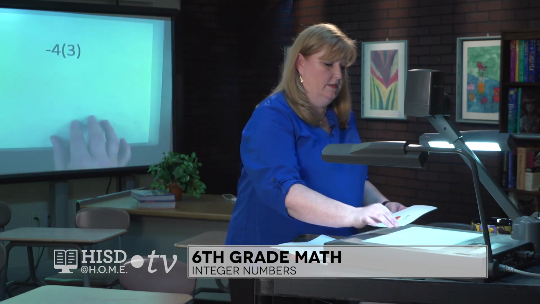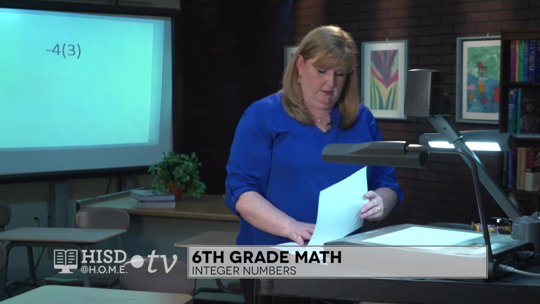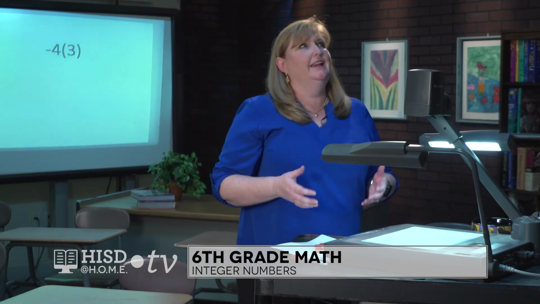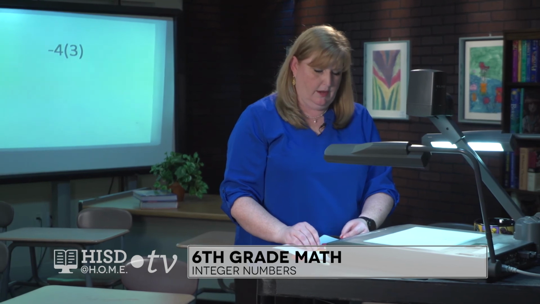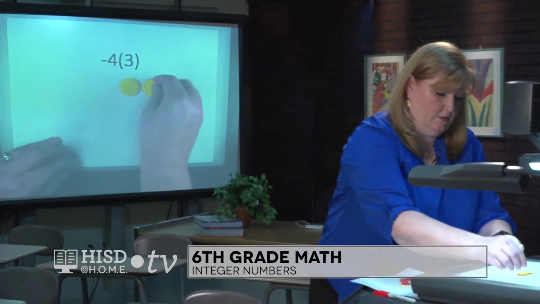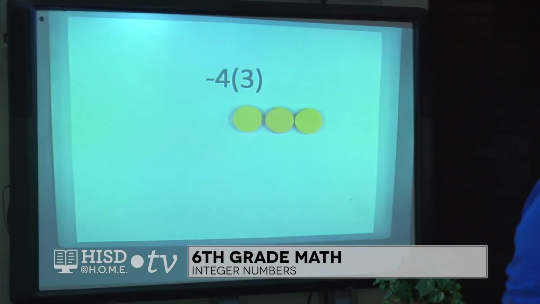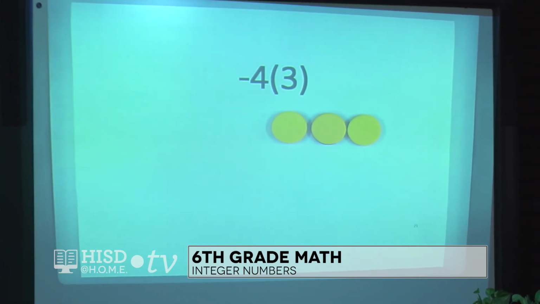I want negative 4 groups of 3. Now what? That didn't even make sense. Negative 4 groups of 3. Okay, well, I know I can do this part. You ready? Watch. I can build a group of 3. Woohoo! I can do that. It's this other part in the front that's hard.